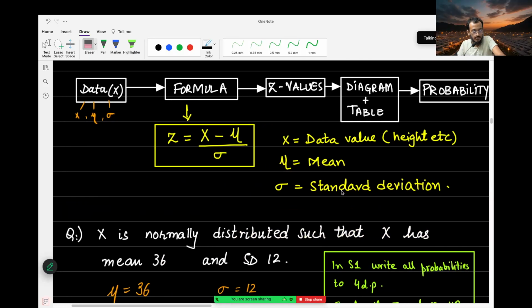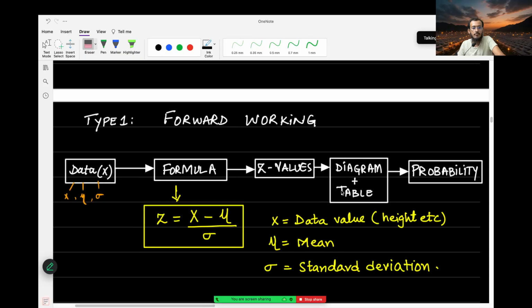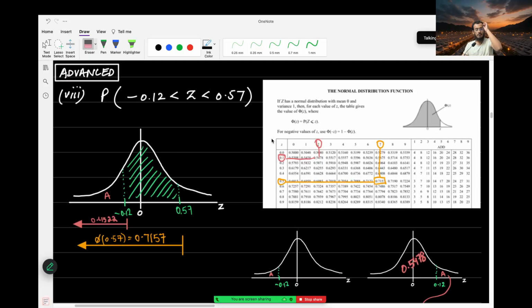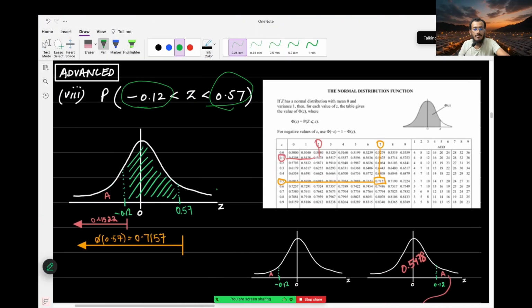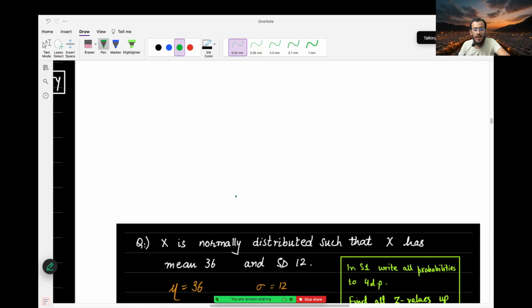Do you have anything to say? Yes. Could you please show the z value that was given in the previous question? I couldn't find any z value. What is the z value? Here, find the probability for z greater than negative 0.12 up until 0.5. This is the z value. What are you talking about? Yeah, it's the same z value that we're talking about.